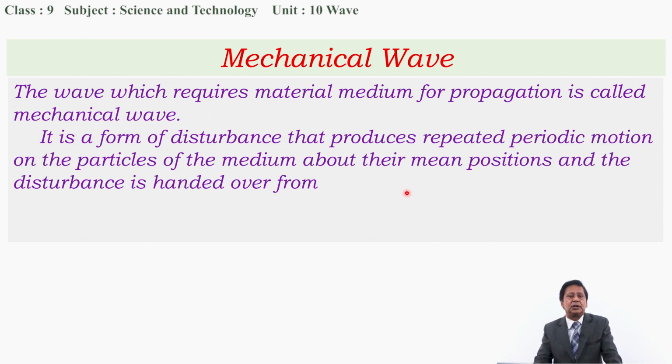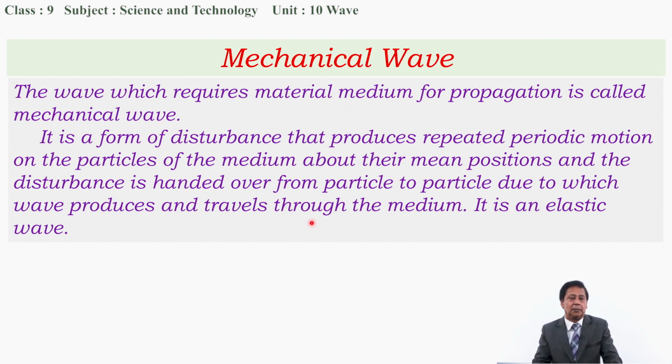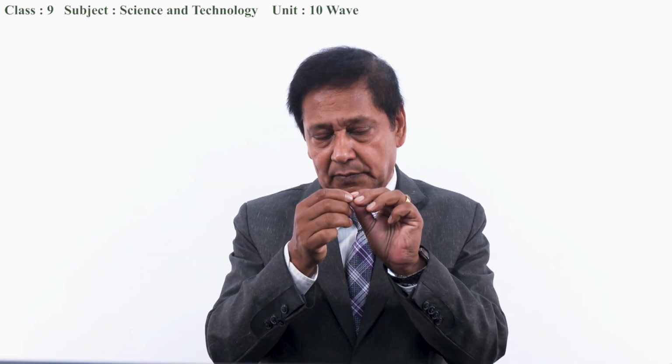It is a form of disturbance that produces repeated periodic motion on the particles of the medium about their mean positions, and the disturbance is handed over from particle to particle, due to which the wave is produced and travels through the medium. It is an elastic wave. Actually, when a mechanical wave is produced, one particle pushes another particle. Pushes another particle means it hands over the energy to another particle and comes back.